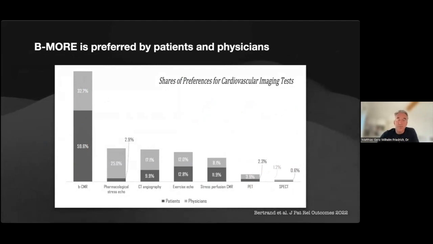So it was the preferred test above any pharmacological stress, like stress echo or stress perfusion CMR, but also above CT coronary angio, mainly because of the radiation associated with CT, and exercise echo and PET. So referring physicians and patients prefer that test.